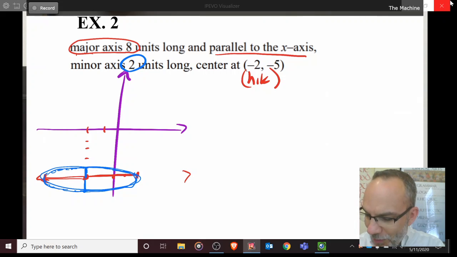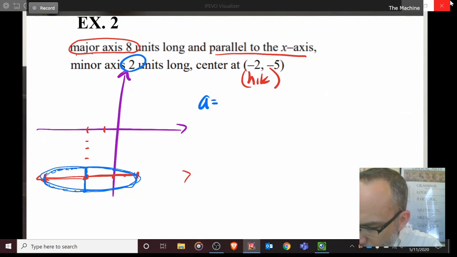Okay, so then what do I need? I need my A, which is the larger one. A is going to be half of the major axis. Okay, so that's going to be 4. My B value is going to be 1. I got enough information now to write my equation.